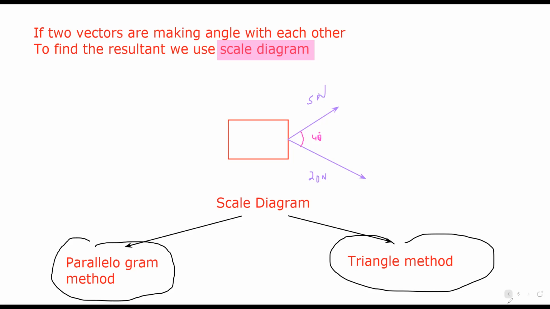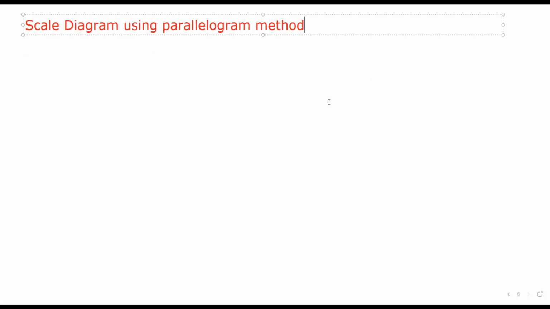So now the scale diagram using a parallelogram method. First we'll do most of the questions using the scale diagram with parallelogram, and once you have a better understanding of the parallelogram method, I will explain the triangle method. In this example there are two vectors. It is not necessary to draw the object. I'm just drawing the object so you understand the question.